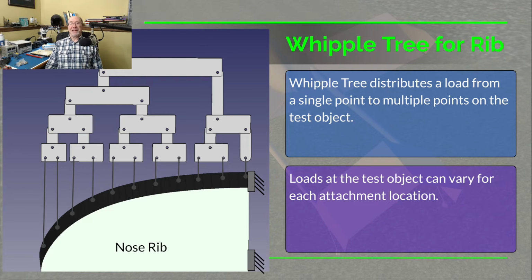Now, there may be a lot of calculations to do it, but that's where a spreadsheet comes in pretty handy. So real quick, let's just go look at the spreadsheet that I use to do the calculations here on this nose rib.